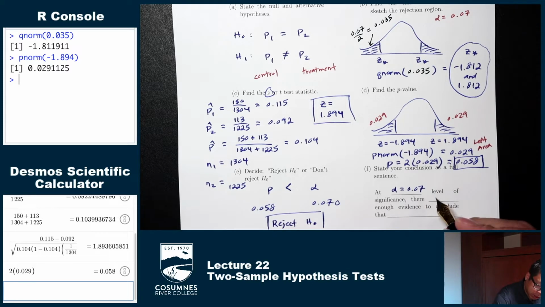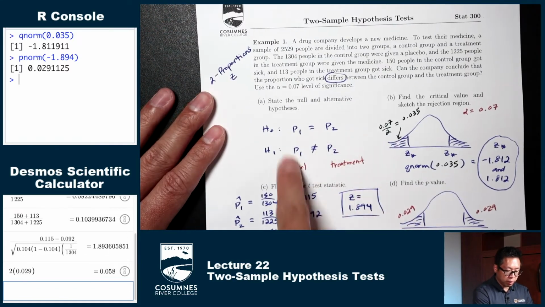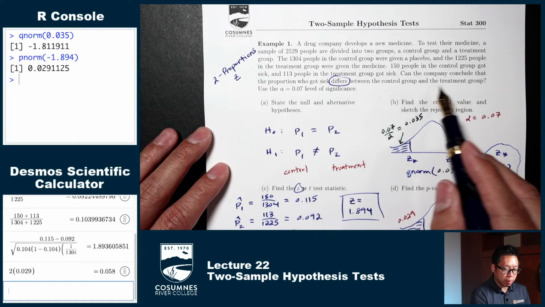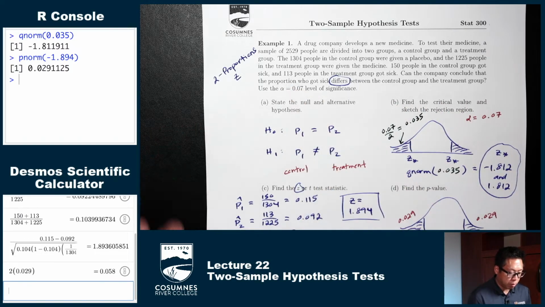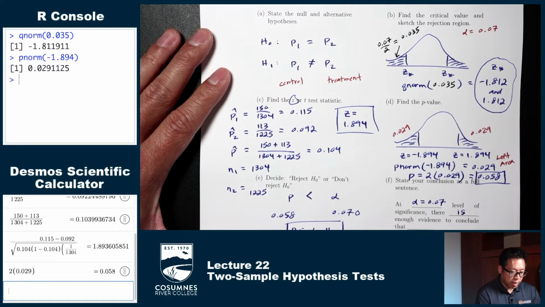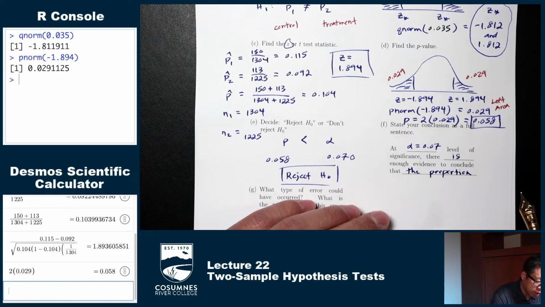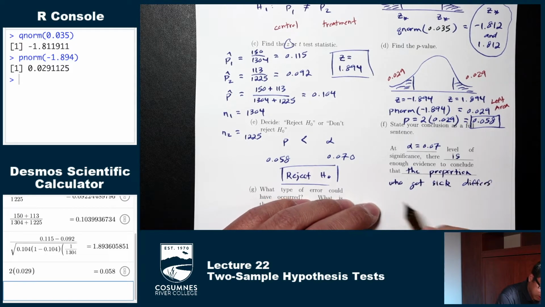So because we did reject, there is enough evidence to conclude that, and then you're basically going to write H1 as a sentence. And usually I get this from the question. So, can the company conclude that the proportion who got sick differs between the control group and the treatment group? So I'll just write that part. There is enough evidence to conclude that the proportion who got sick differs between the control group and the treatment group.